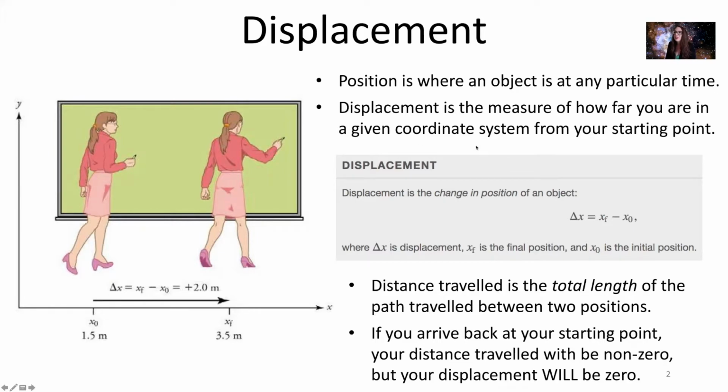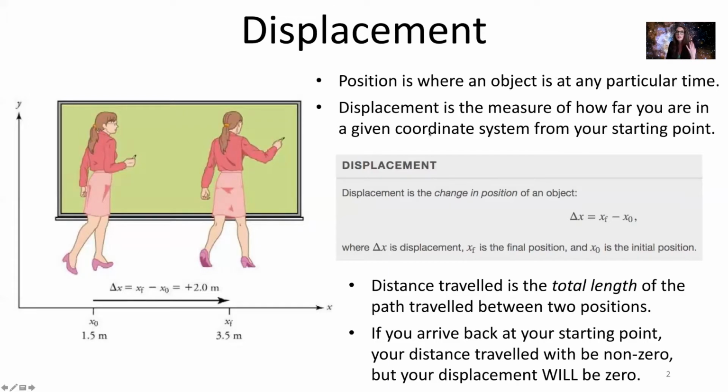Displacement is the measure of how far you are in a given coordinate system from a starting point. So imagine that you're looking at a graph and you have a coordinate system. We center ourselves at the origin, and we can move along the x direction, or we can move vertically along the y direction. So in this section of the book, we're talking about motion only in either the x or only in the y. We're not going to combine the two until we get to next week.